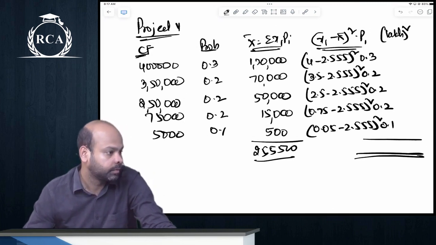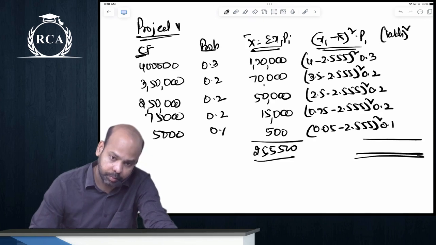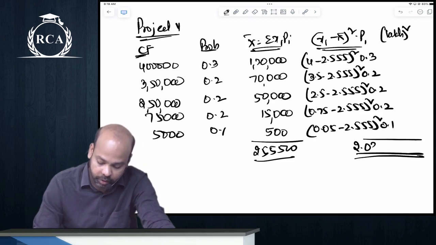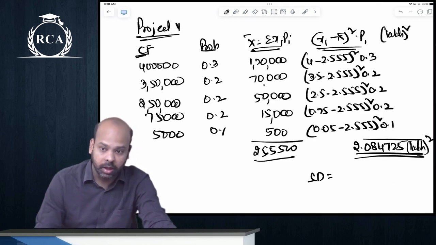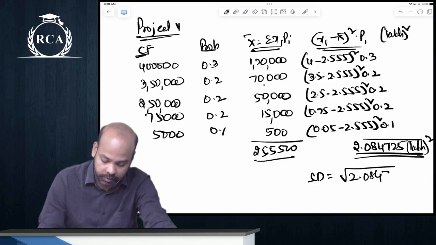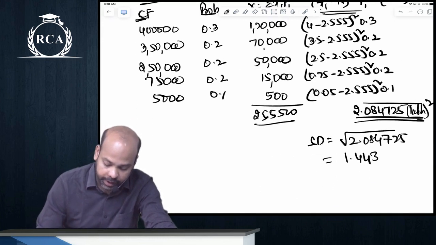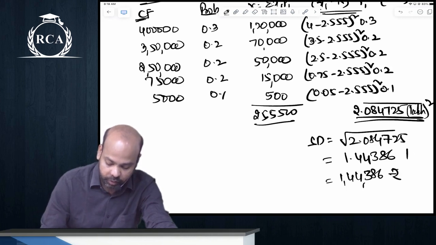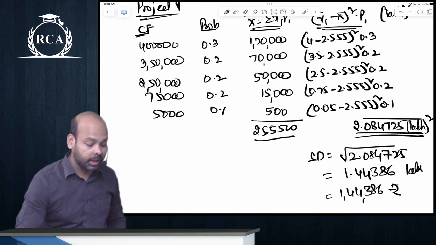Variance is 2.08725 lakh square. So standard deviation beta is root over this value, 1.44386, so that is 1,44,386 rupees. Correct, guys? We got standard deviation, we got expected cash flow of both the projects.